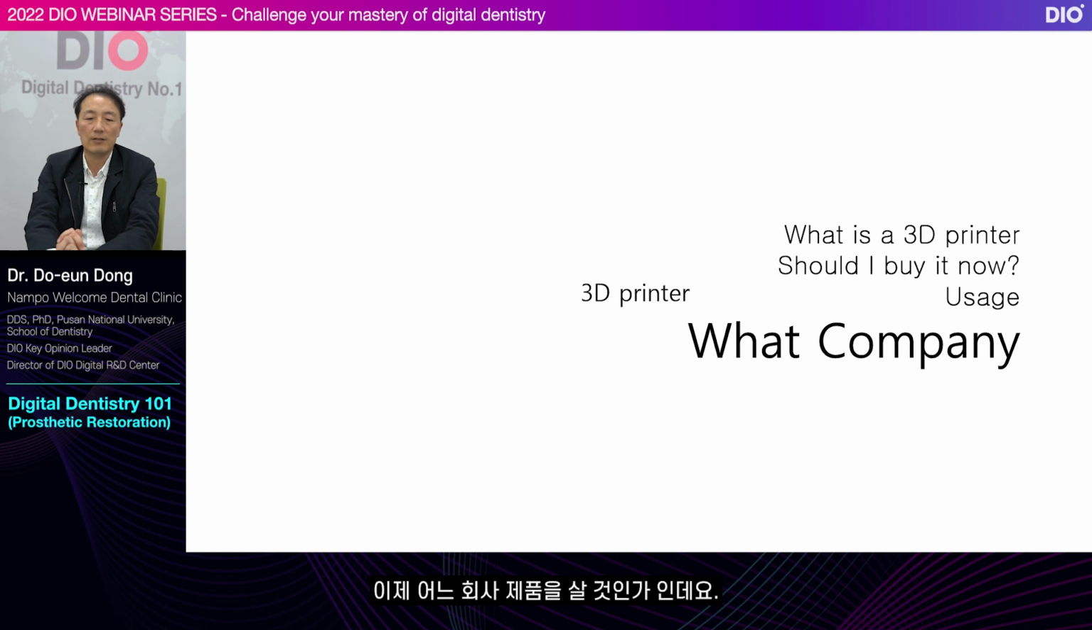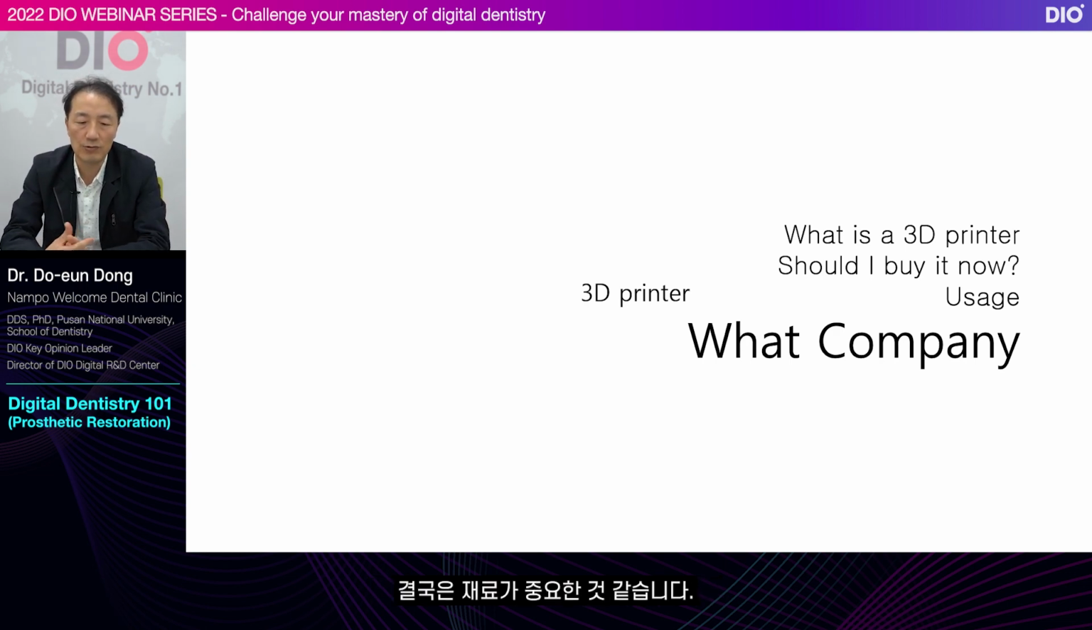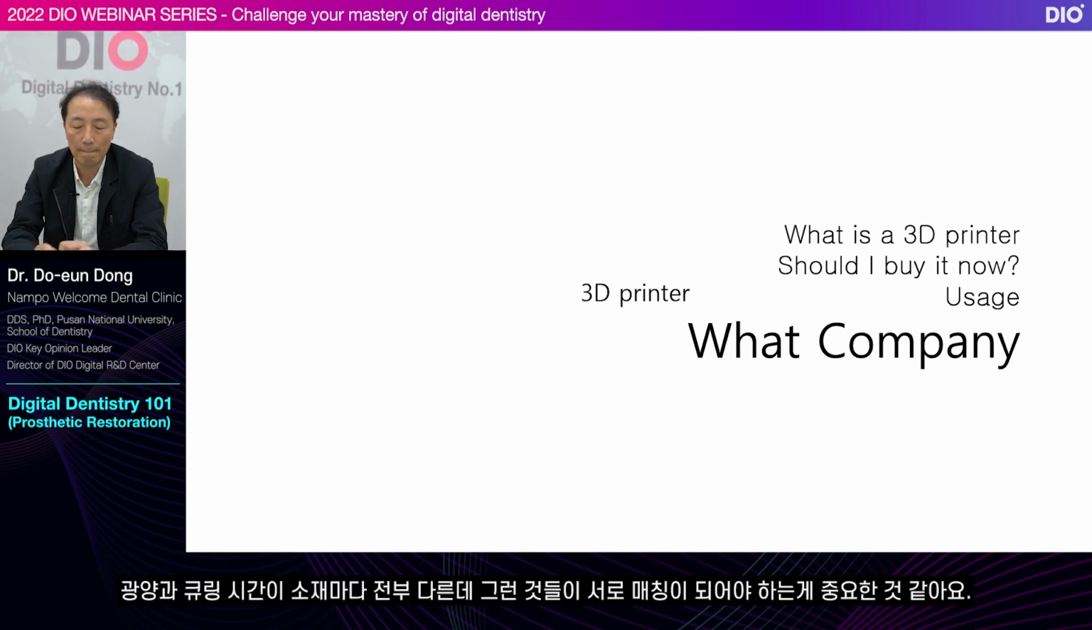Now, to think about which product to buy. I think, in the end, the material is important. Will the material from this company be compatible with a printer from another company? Not necessarily. You continue to go through a correcting process. The amount of light and curing time differs for each material. It's important to match these things.